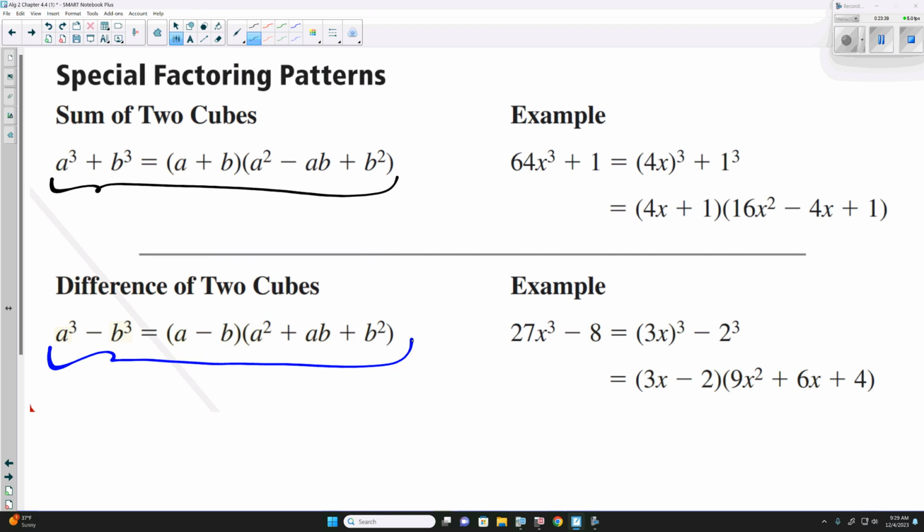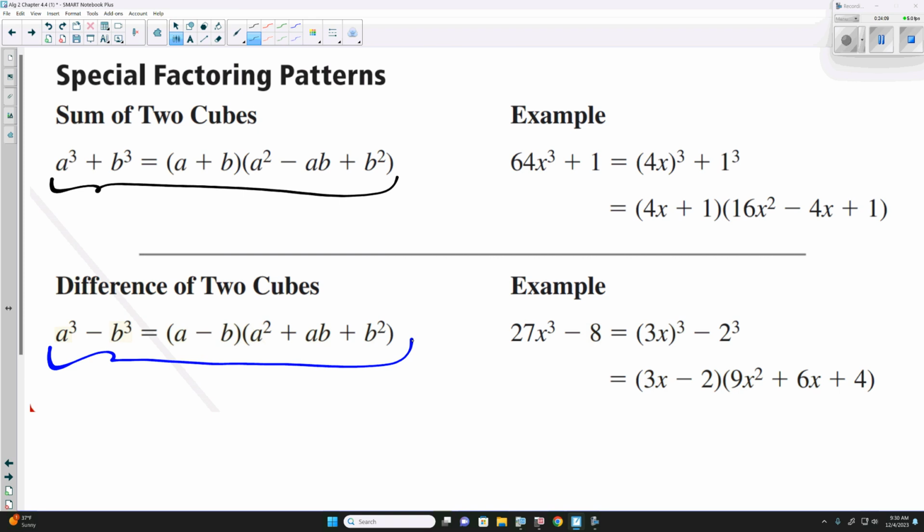If we look at the sum of two cubes, specifically I'm going to look at the signs first. Since we're adding two, it's the sum. The signs are positive, negative, positive. Same, opposite, always end on a positive note. The difference of two cubes, we're subtracting. The first sign's negative, the second sign's positive, the third sign's positive. Same, opposite, always end on a positive note.